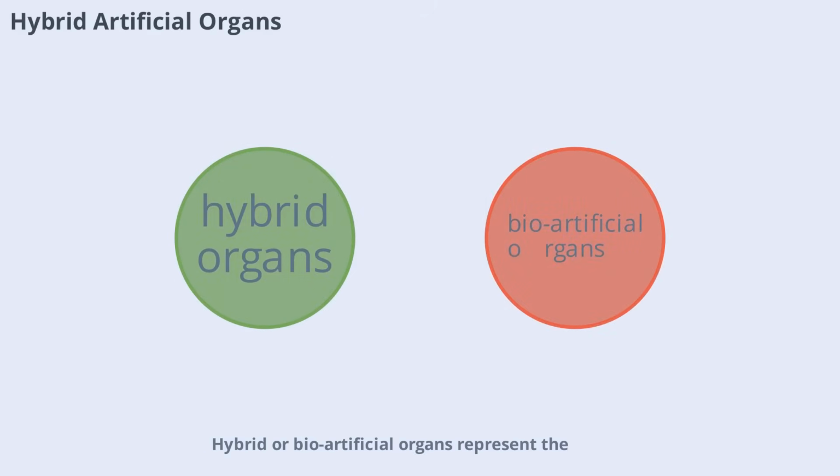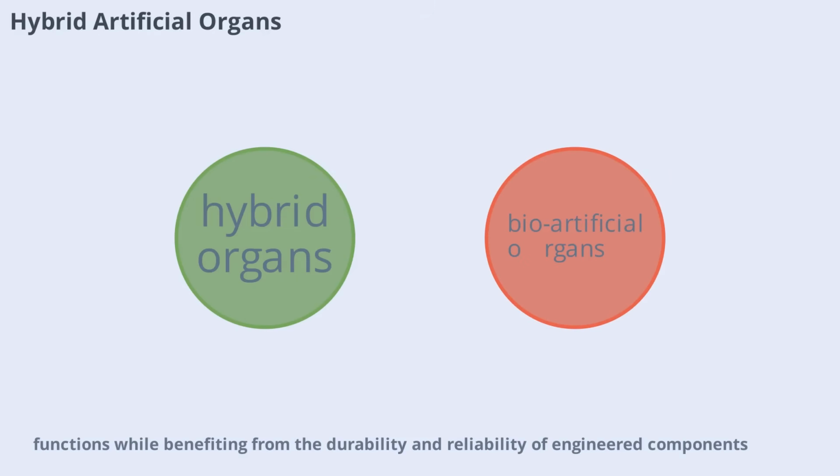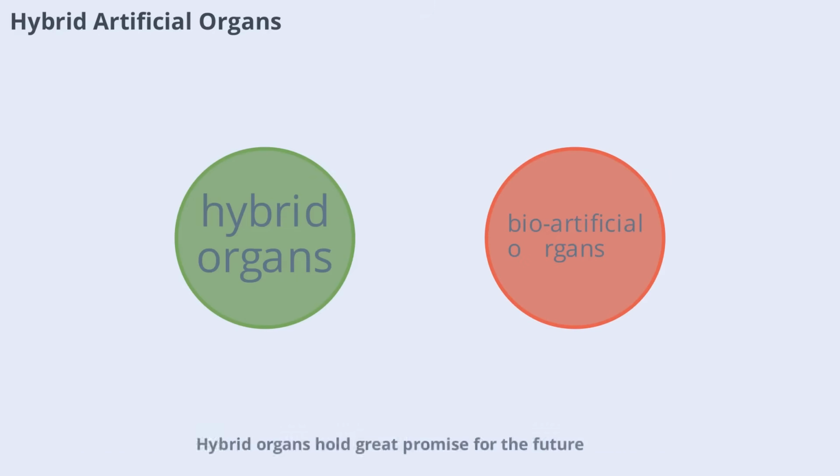Hybrid or bioartificial organs represent the next step in artificial organ development. These devices combine living elements, such as organelles, cells, or tissues, with synthetic materials. The result is a device that can perform complex biological functions while benefiting from the durability and reliability of engineered components. Hybrid organs hold great promise for the future, potentially overcoming many limitations of current artificial organs.